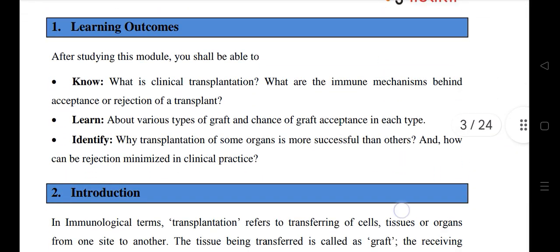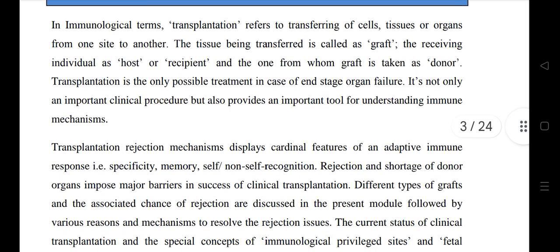Introduction. In immunological terms, transplantation refers to transferring of cells, tissues, or organs from one site to another. The tissue being transferred is called a graft. The receiving individual is the host or recipient, and the one from whom the graft is taken is the donor. Transplantation is the only possible treatment in case of end-stage organ failure. It is not only an important clinical procedure but also provides an important tool for understanding immune mechanisms.